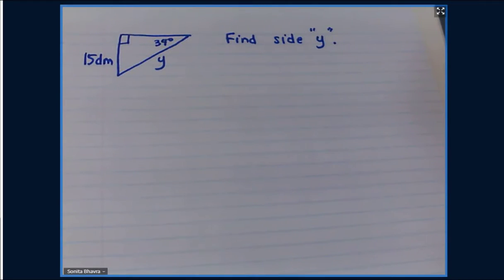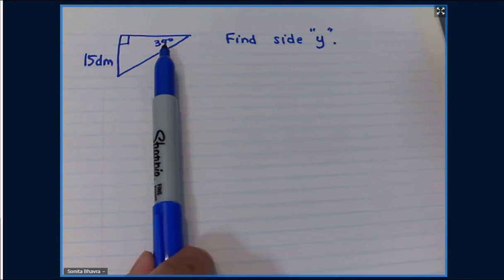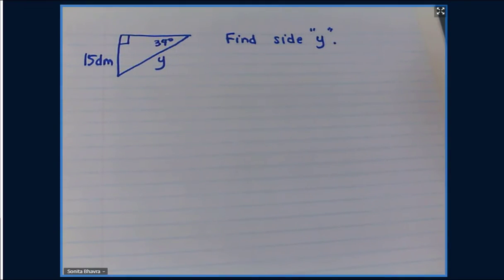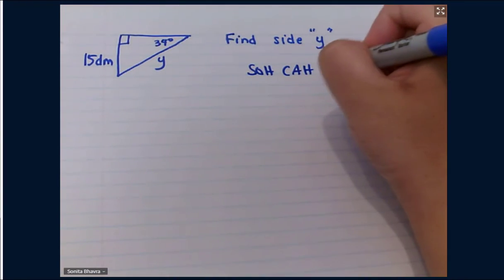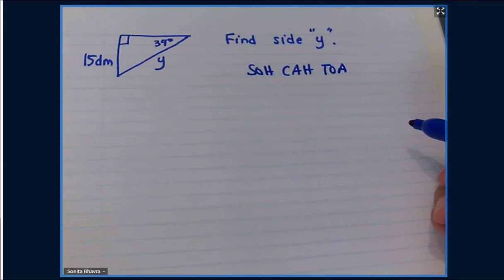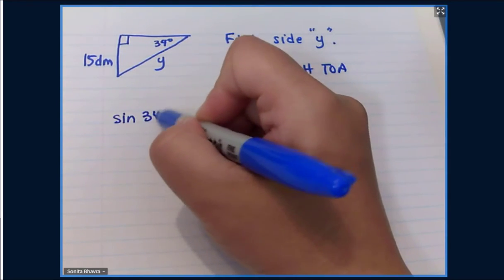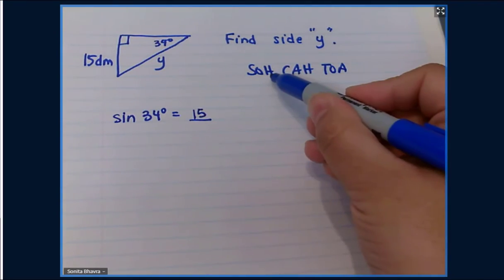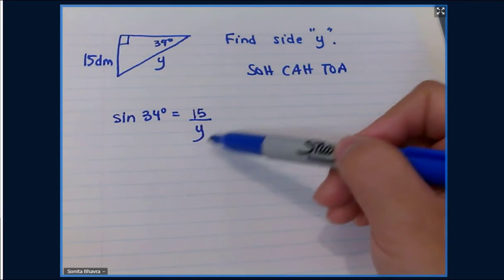All right, let's take a look at this example. So here we have our triangle. We're given one side is 15 decimeters. We're given an angle of 34 degrees, and we need to figure out side Y here, which is the hypotenuse. All right, so let's start by writing out our SOHCAHTOA. And let's see which ratio we can use. So our sine ratio, sine of 34 degrees is opposite, which is 15, divided by our hypotenuse, which is y. So right away here, we can see that we can use our sine ratio to figure out side y.